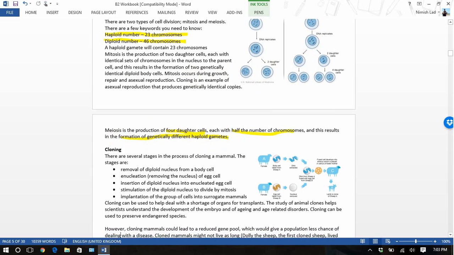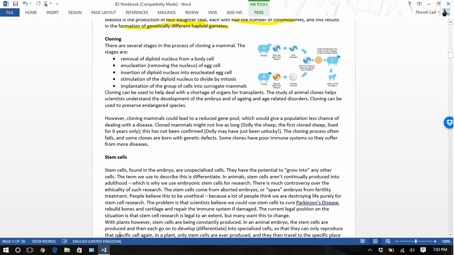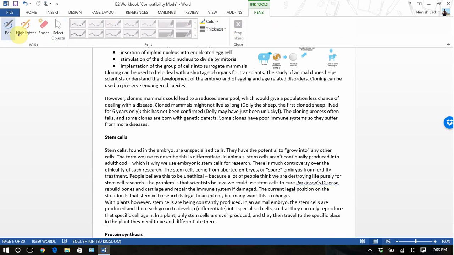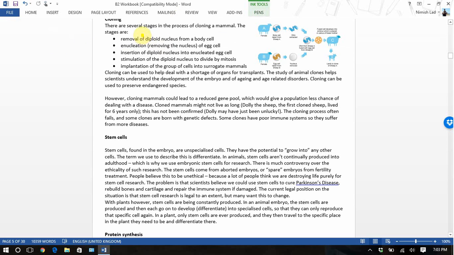So cloning. What actually happens in cloning? There are several stages in the cloning process that you need to know about. The first is you remove a diploid nucleus from body cells. That's for all 46 chromosomes, all 23 pairs.